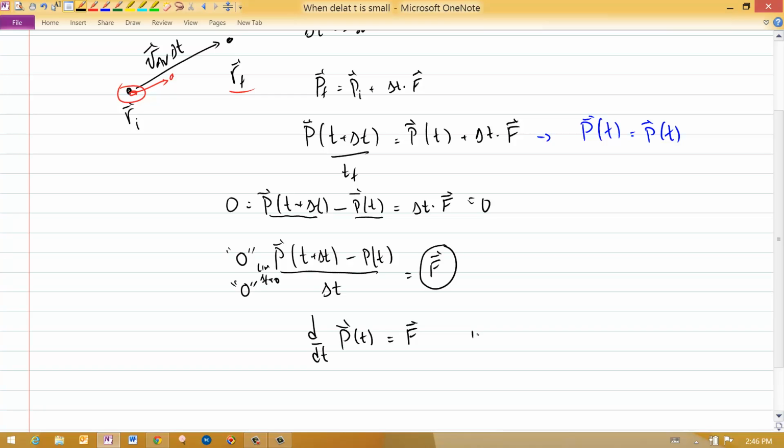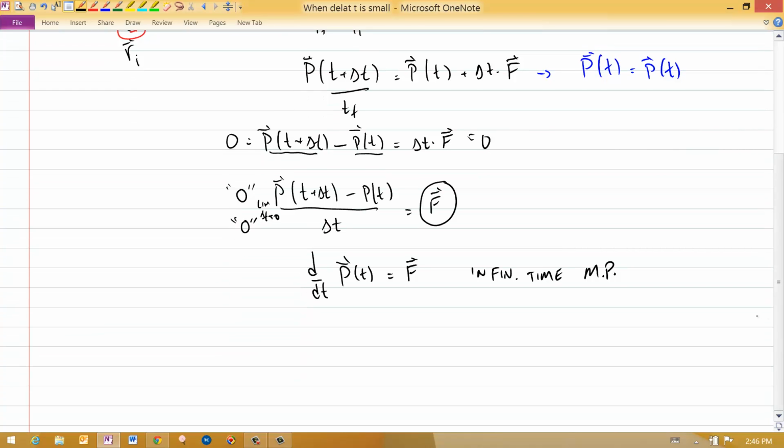And that is the infinitesimal time version of the momentum principle. And you'll use that. So the force tells you the rate at which the momentum of the system changes. That's what d by dt is, and you're taking a calculus class, or you have already taken a calculus class, so you know how to take a derivative.